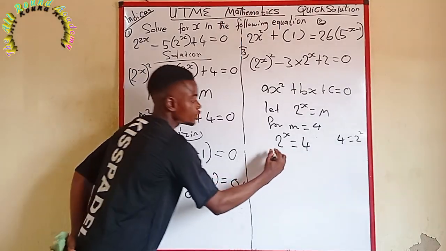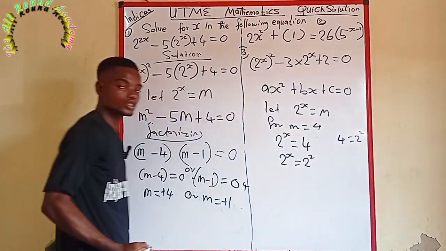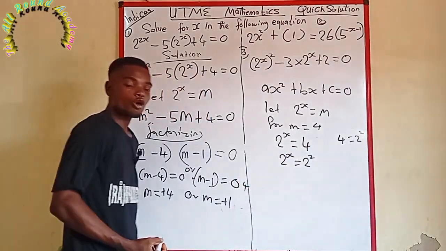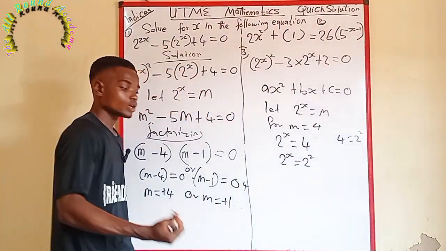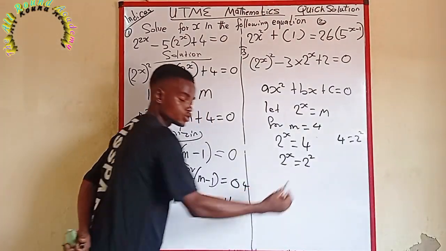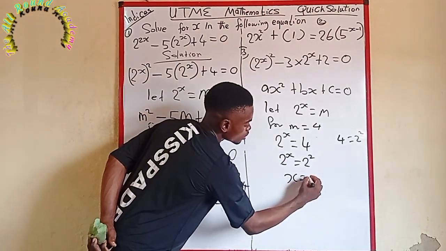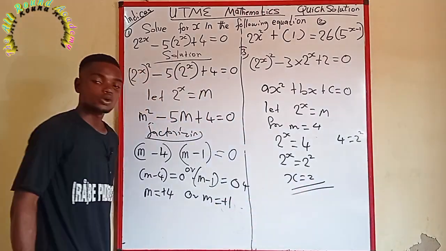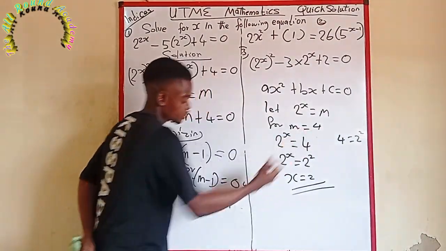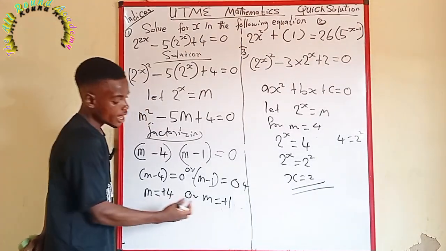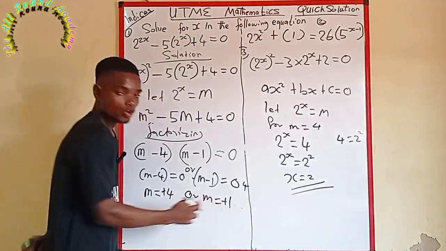Hence, in this expression, I'm going to say that 2 to the power s is equal to 2 to the power 2. It's still the same thing as 4. Now that the base is equal, the powers are going to be equal. So that 2 is equal to s, hence s equals 2, and s equals 2 as an answer from where m is equal to 4. Now for where m is equal to 1, what is going to happen?